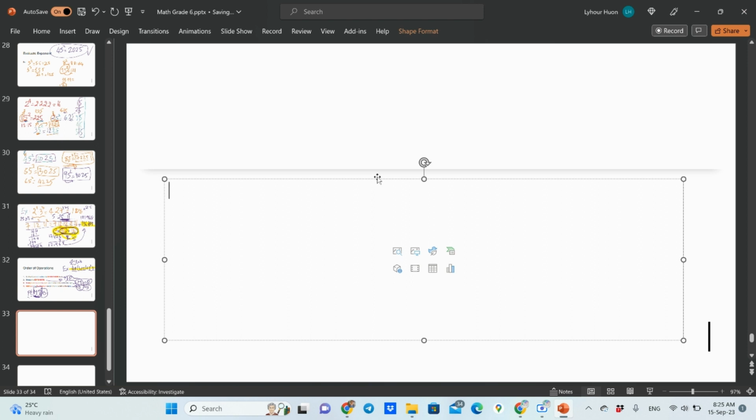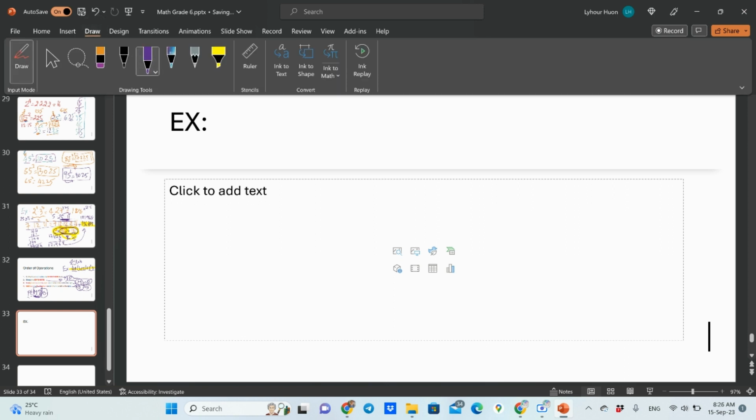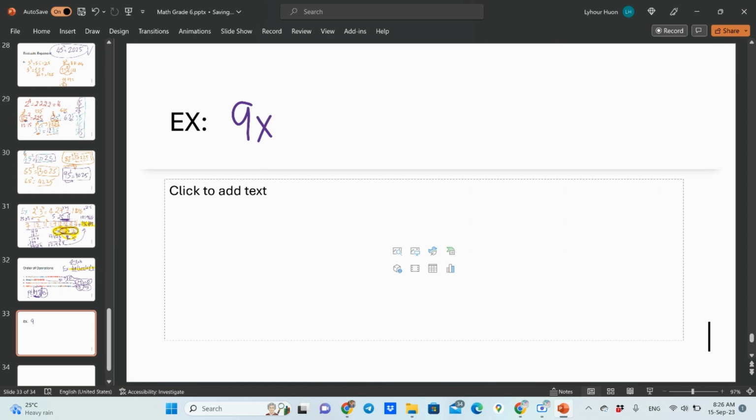Now let's do some examples. Example one: here we have 9 times 3 minus 8 divided by 4. What should we do first for these operations?